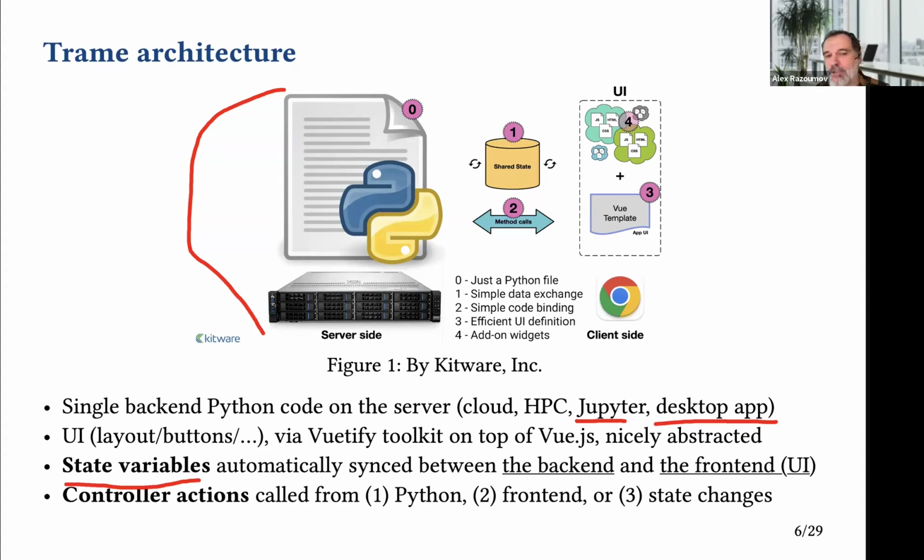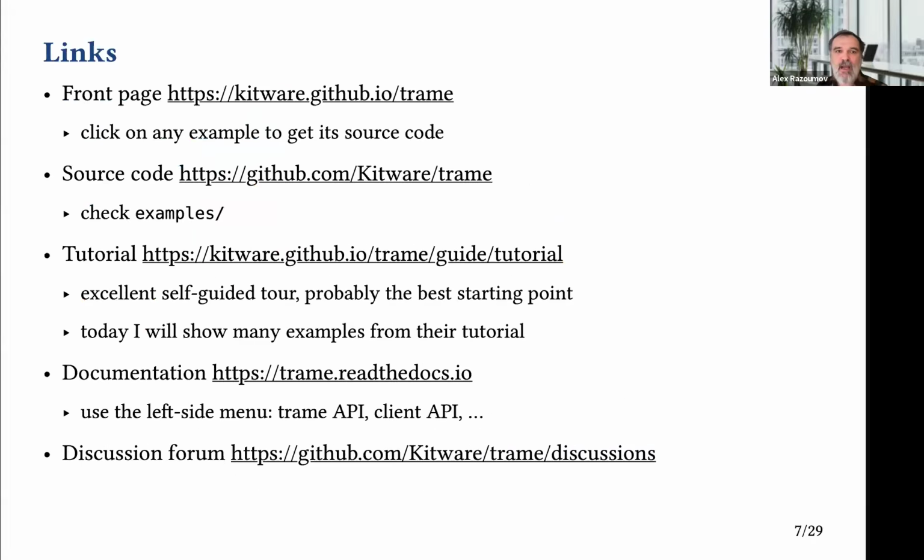And on the server side, you can create special callback functions that will do something, for example, re-render your visualization based on the new value of that state variable. And also there are controller actions, which are special functions that are called from either Python, the main code running in the server, or from the front end by various things like mouse clicks or selecting menu items, etc. And they can also be triggered by changes in the state variable. So we'll see many examples of these today.